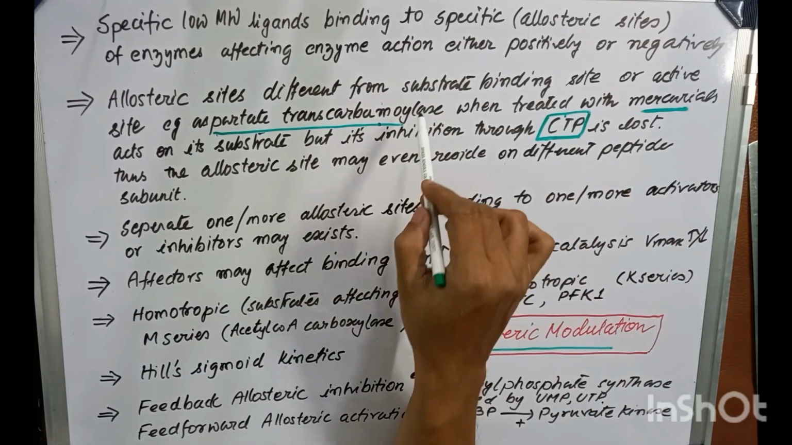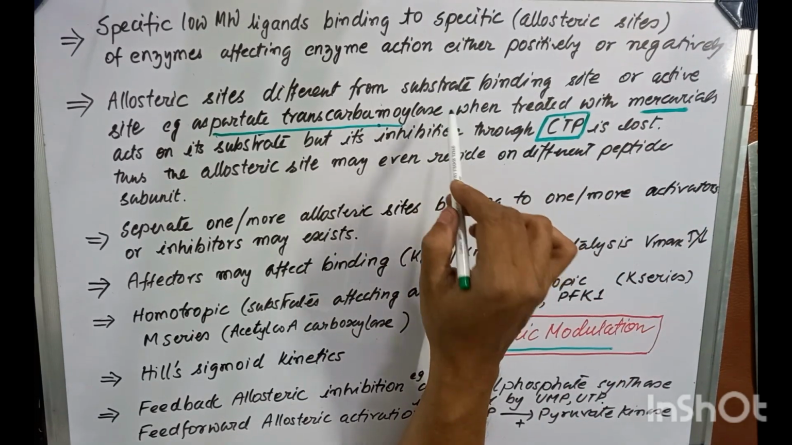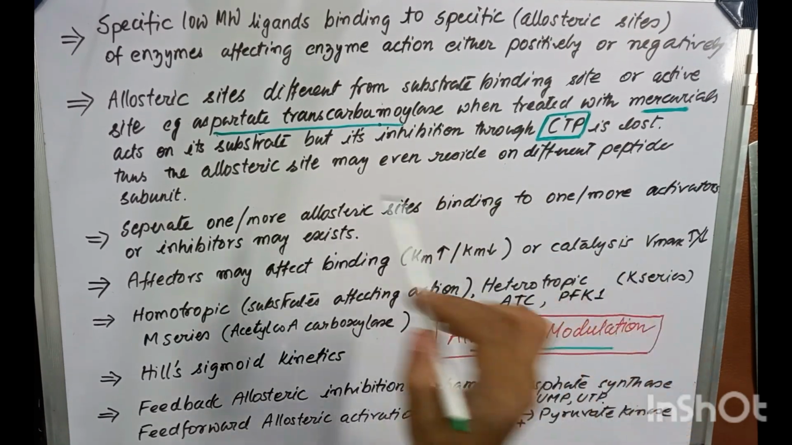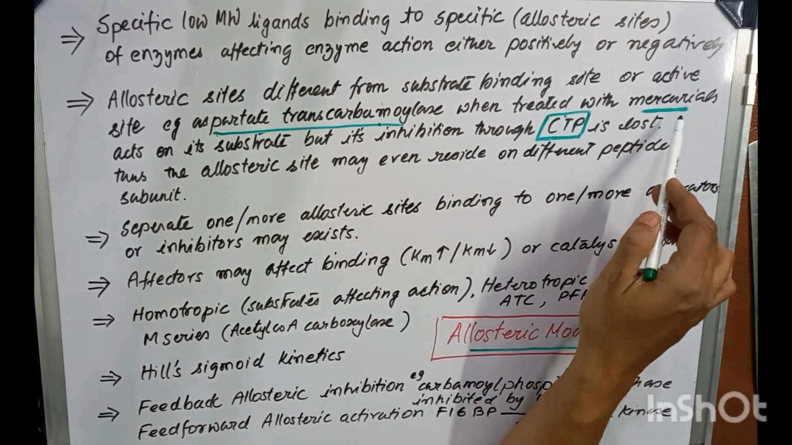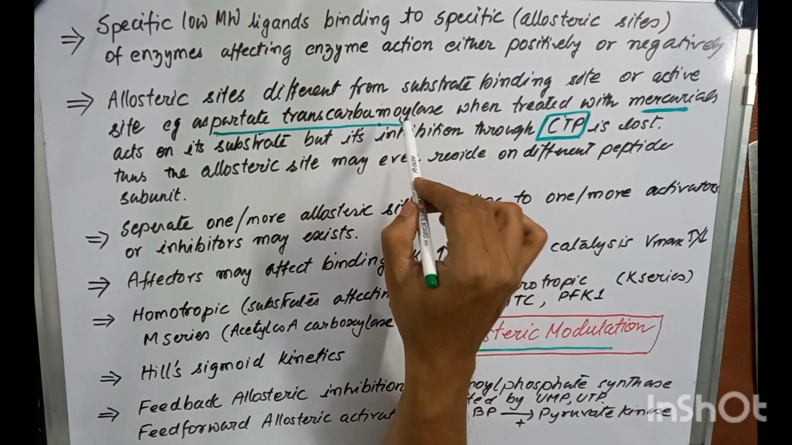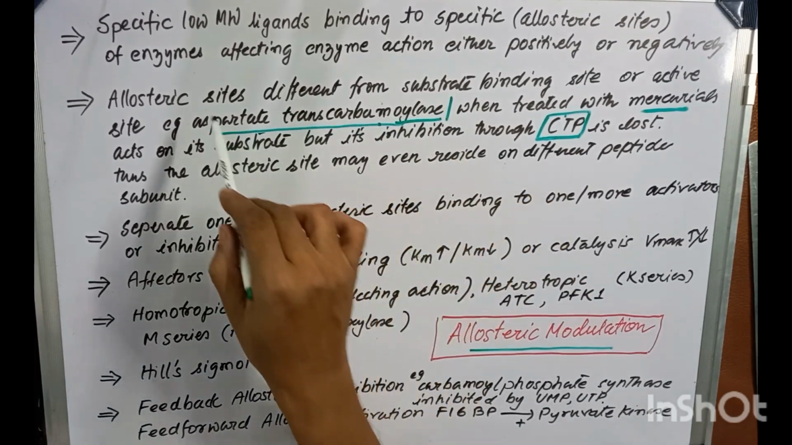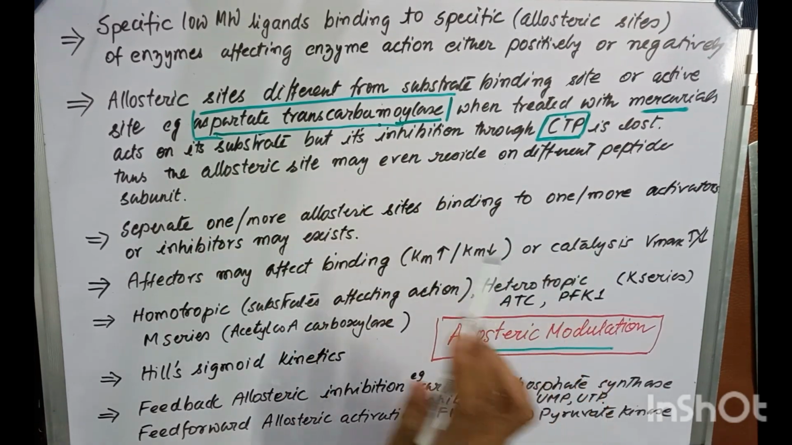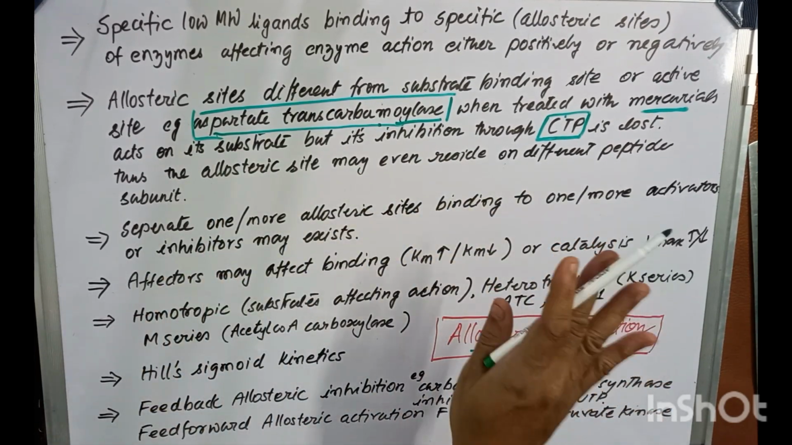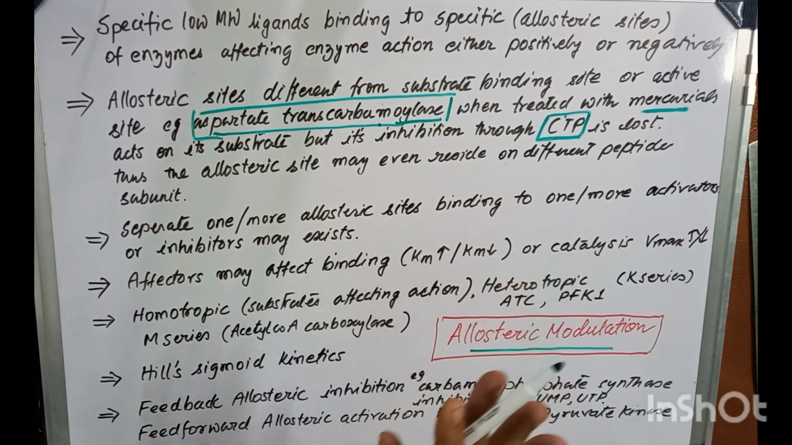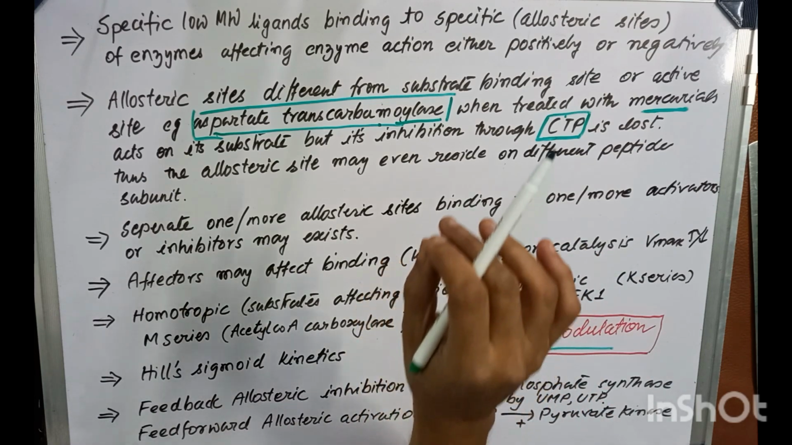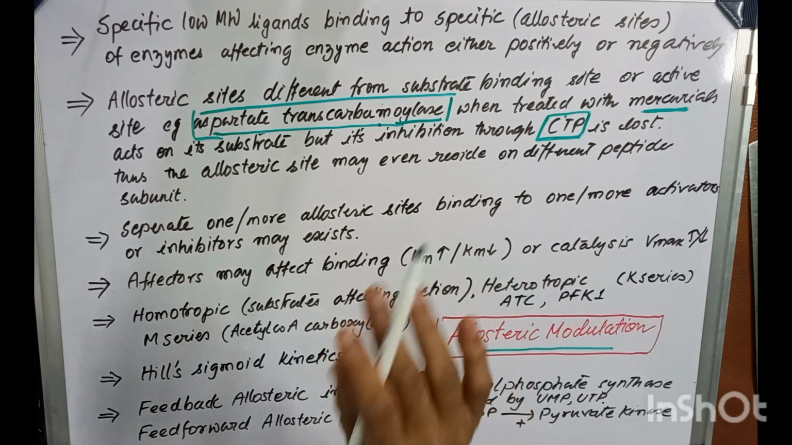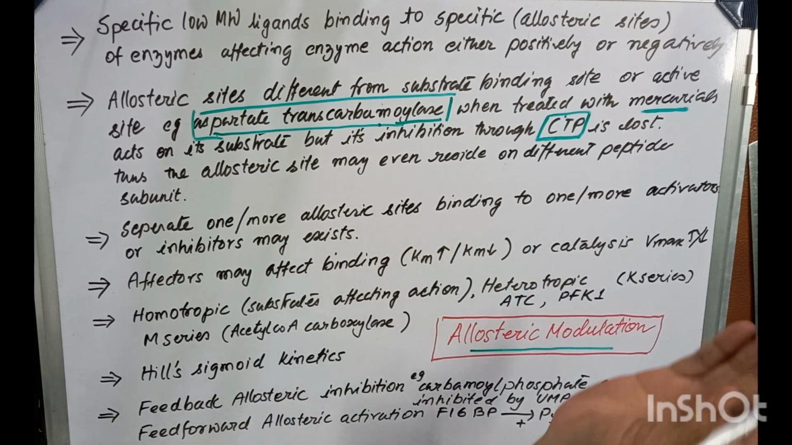CTP actually inhibits aspartate transcarbamylase, but this inhibition goes away when the enzyme is treated with mercurials. But when the allosteric inhibition goes away, it does not mean that the enzyme activity goes away. So by this we can know that the allosteric inhibition is a separate part of an enzymic behavior, and the enzymic action resides in a different part of the enzyme.